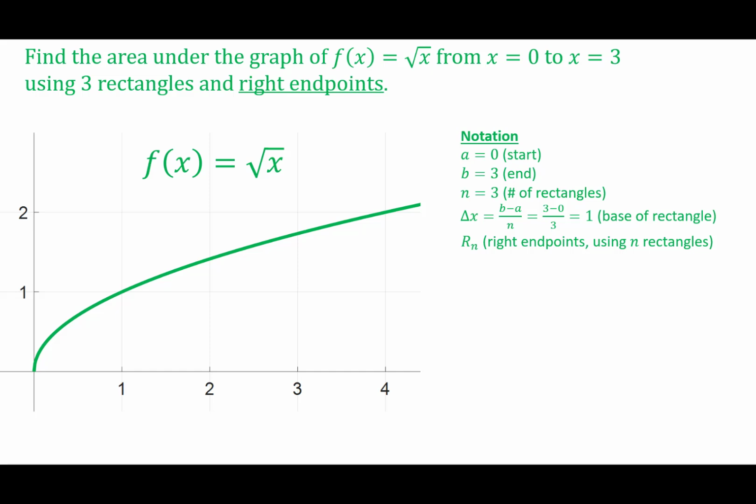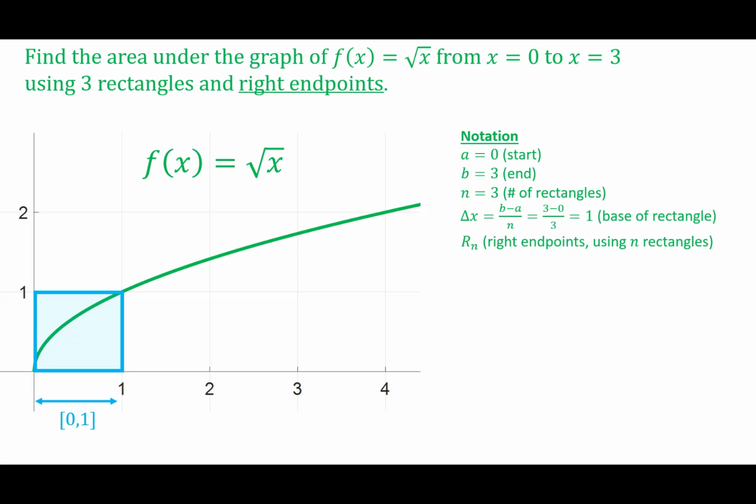So a is equal to 0, that's where we're starting at the origin, and we calculate delta x to be 1, so that's the base of the rectangle. So we're going from 0 to 1 with the base of a rectangle, and using right endpoints means we're going to use our right endpoint on this subinterval from 0 to 1. So the right endpoint is x equals 1. We're going to use that right endpoint to determine what the height of our rectangle is. So here's our first rectangle. The height of the rectangle is determined by the function value at x equals 1.